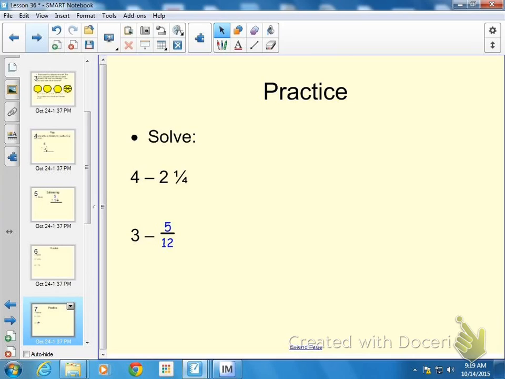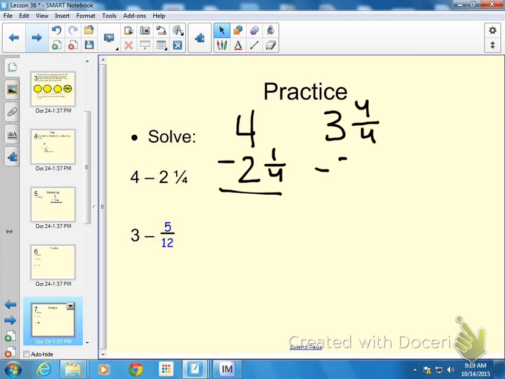Let's have 4 minus 2 and 1/4. I'm sorry, guys. So, I have 4 wholes minus 2 and 1/4. Another way I can write this problem is I'm going to cut one of the slices. So, I'm left with 3 wholes and 4/4, which is the same as 4. Okay, so now we can subtract it. 4 minus 1 is 3. My denominator stays the same when I subtract. 3 minus 2 is 1 whole.